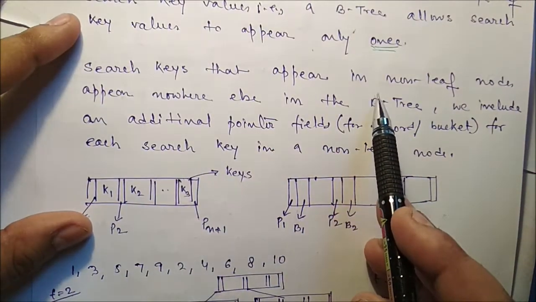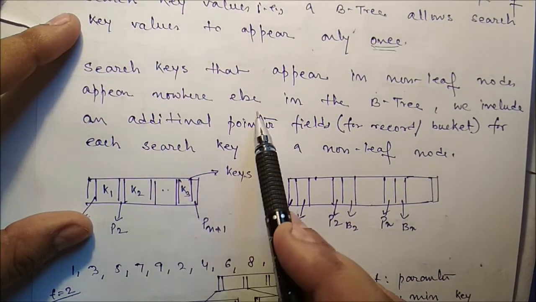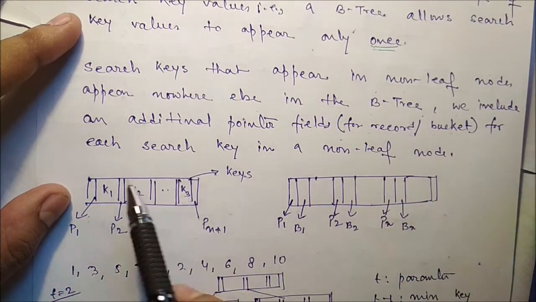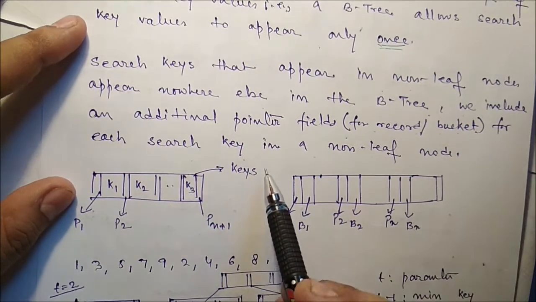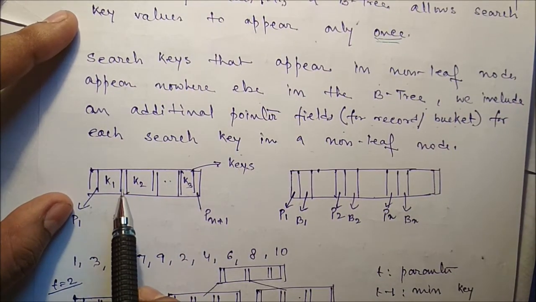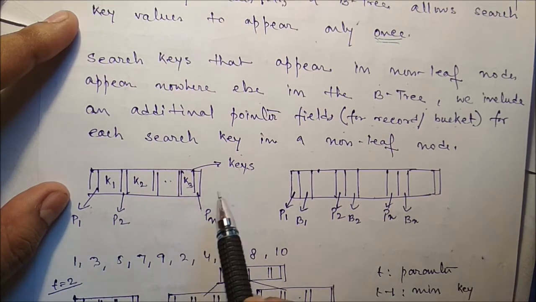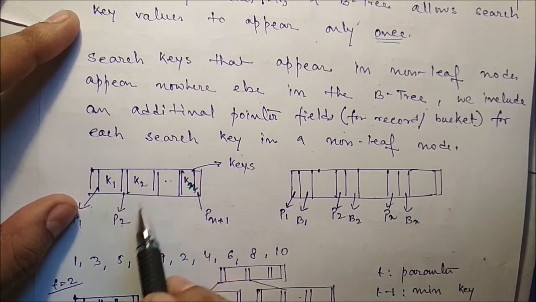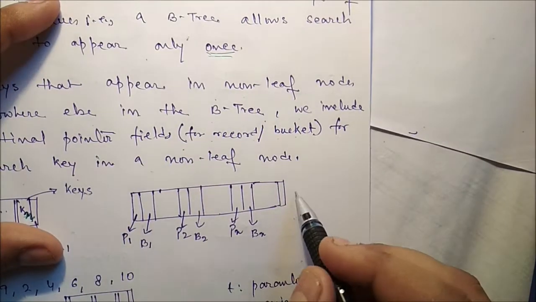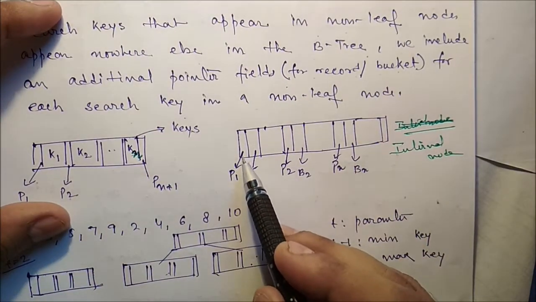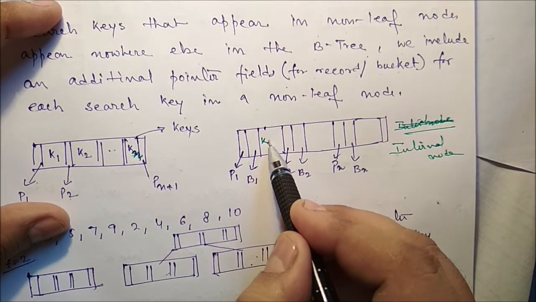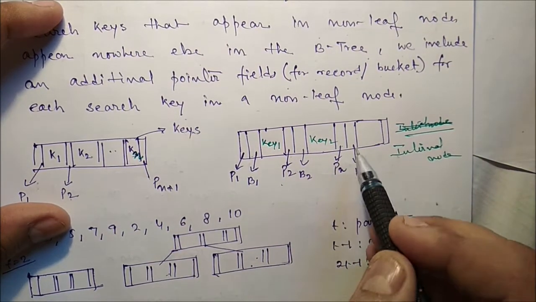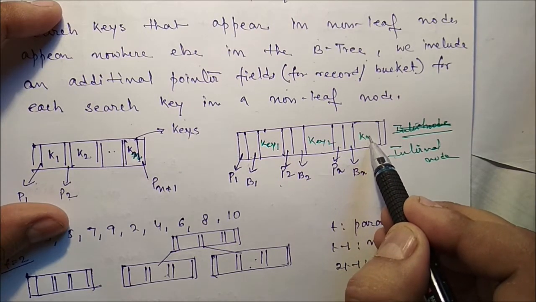Now, search keys that appear in non-leaf nodes appear nowhere else in the B tree. We include an additional pointer field for records, a bucket, for each search key in a non-leaf node. If it is a leaf node, two parts are there: K1, K2 to Kn, a number of keys, and P1, P2 to Pn plus 1, a number of pointers. But if it is an internal node, three parts are there: pointer 1, bucket 1, key 1, pointer 2, bucket 2, key 2, and so on, pointer n, bucket n, key n.